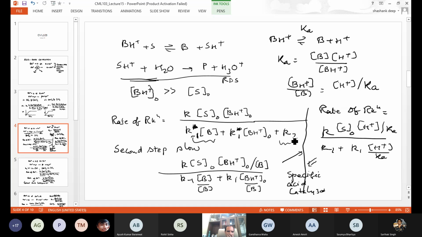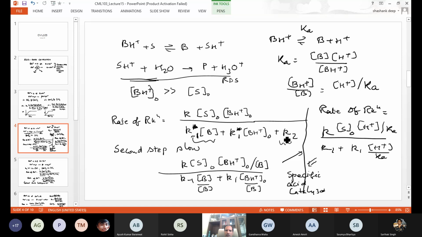Okay. If the second step is slow, this is when there are three terms, am I right? So B is an intermediate reacting with B, so there is one term, and the intermediate reacting with water, so there is another term. Am I right? This is because we are expressing the rate of reaction in terms of initial concentration. So this is the whole equation.